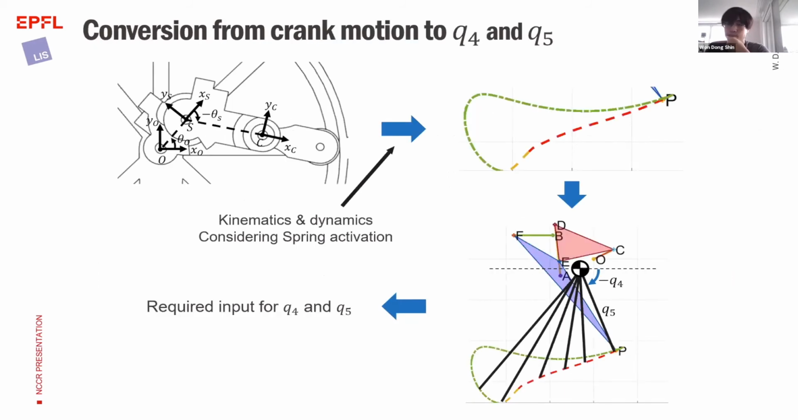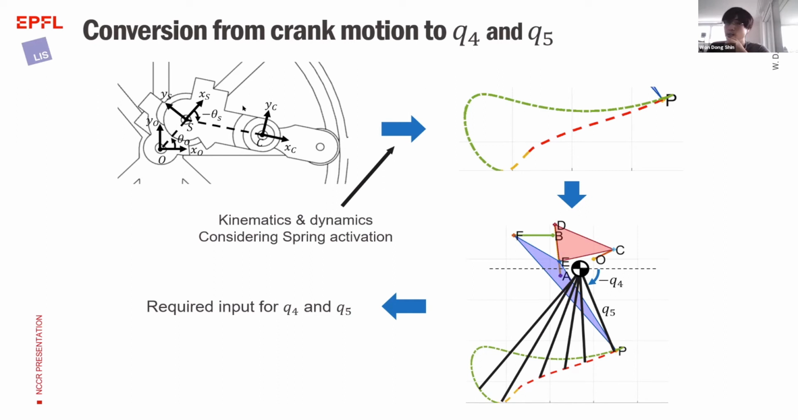Actually, the robot does not really have Q4 and Q5. They are kind of imaginary values. The way it actually works is that, using the 6-bar linkage, the robot is generating some foot trajectory. So we have to convert that linkage motion to Q4 and Q5.